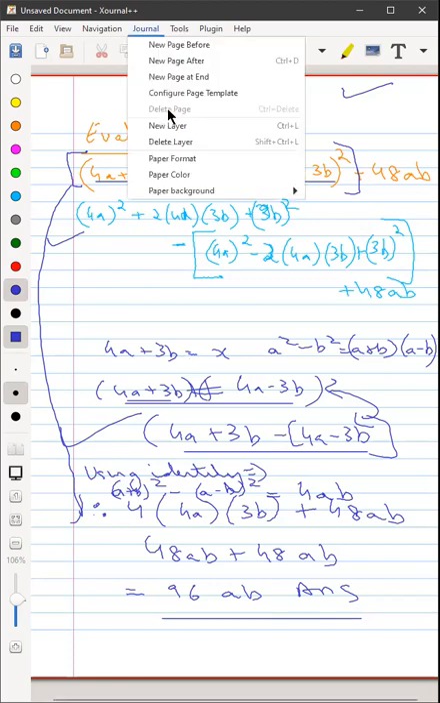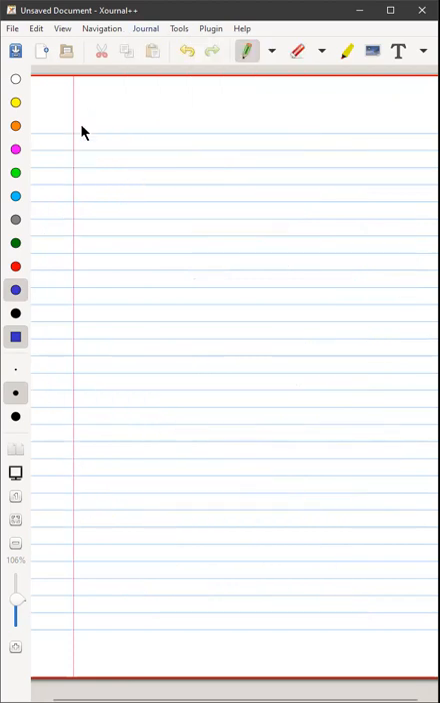Let's take one more question now. Okay. If x is not equal to 0 and x plus 1 upon x is equal to 2, find x squared plus 1 upon x squared. Quickly do this.